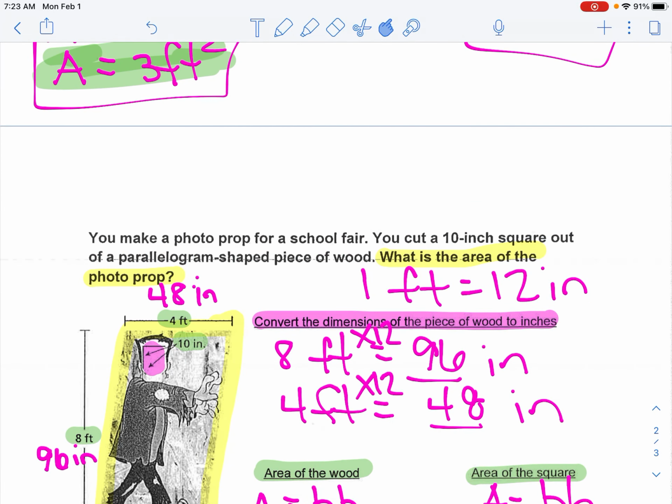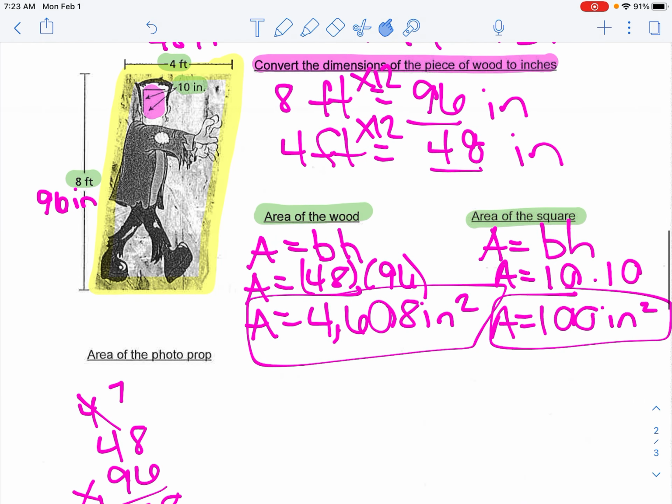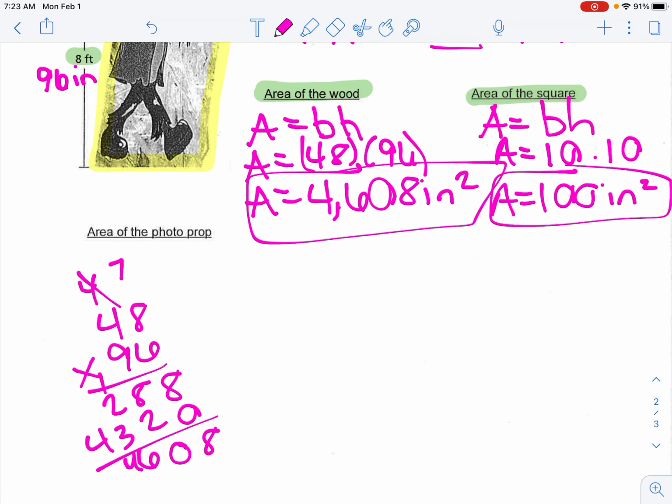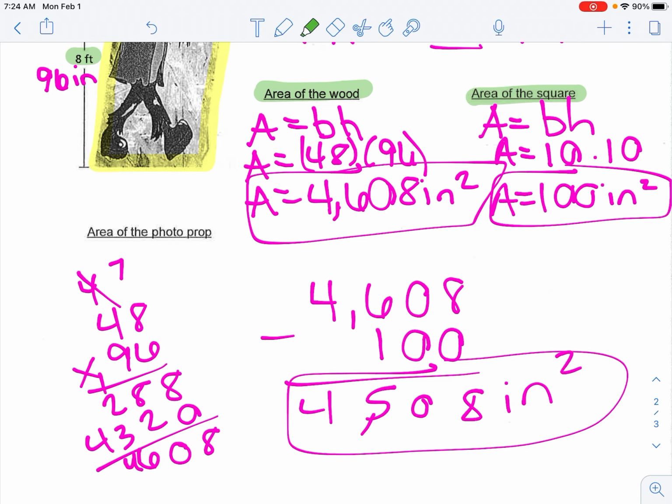Okay, oh my goodness, let's go see what we're doing again. You make a photo prop for a school fair. You cut a 10-inch square out of a parallelogram-shaped piece of wood. What is the area of the photo prop? Oh, yes. I'm trying to find the area of the piece of wood minus the square. So if the entire piece of wood is 4,608, and that little square that I just cut out was 100 inches squared, how much would be left? 4,508 inches squared. That would be your final answer.